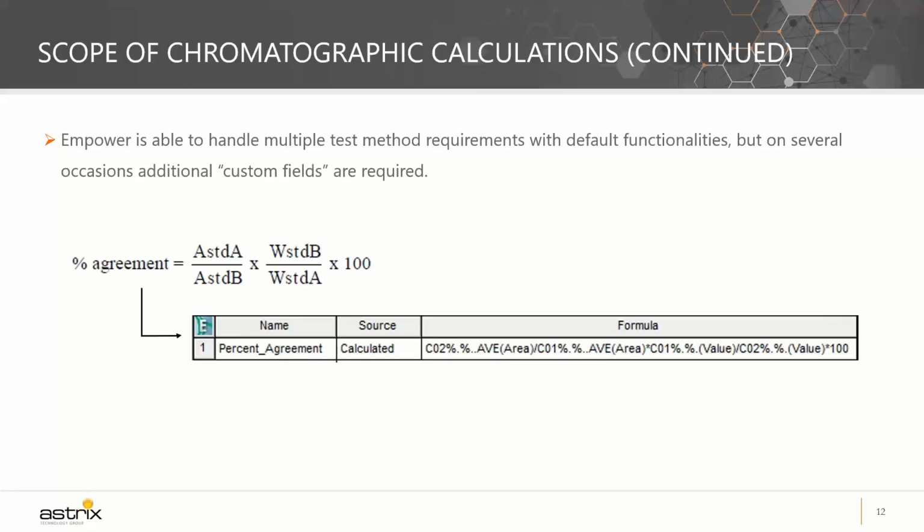So here we have an example of a calculation requirement that Empower would not be able to satisfy using default functionality. So a custom field was created. In this case here, it's a ratio between the average area and the standard weight of two different standard preparations. So I'm sure many of you can relate to this requirement, that this calculation is very common to assure good standard preparation, and the result to be expected here is around 100%.